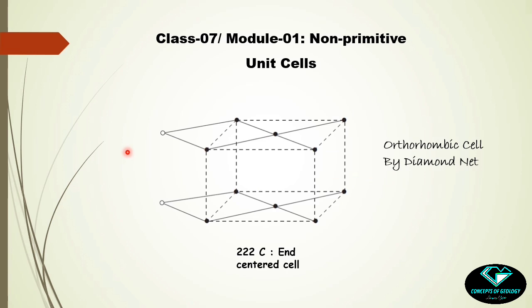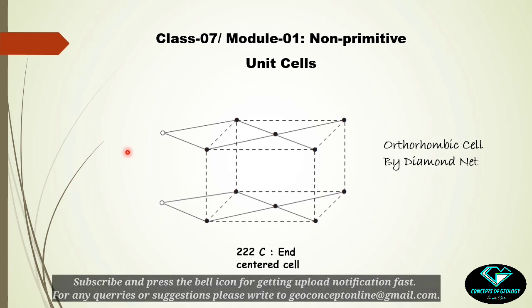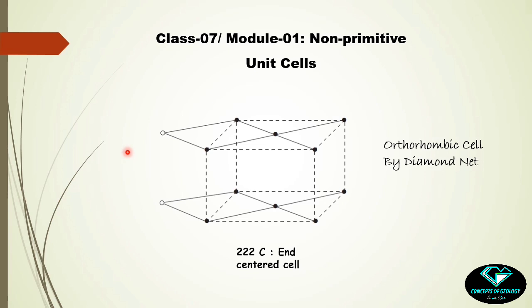2 more types of orthorhombic cells can be produced, but for that we need the diamond net. Suppose we stack diamond lattices to produce an orthorhombic unit cell with an extra lattice point in the 2 opposite faces like that. Here we have 2 complete lattice points on the opposite faces of this unit cell. The resulting unit cell is called an end-centered unit cell. This is again a non-primitive unit cell and this is symbolized as the letter capital A, capital B or capital C, depending on the location of the extra lattice point compared with the crystallographic axis.